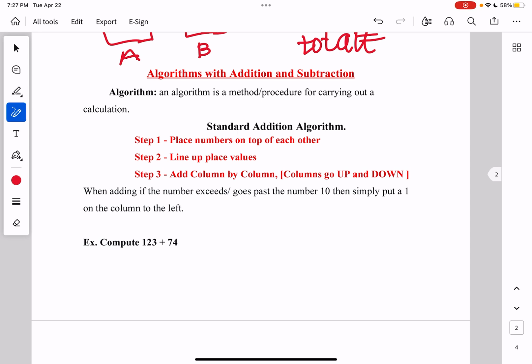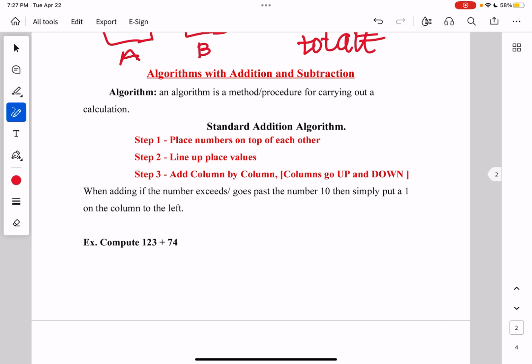So you may be asking yourself, what exactly is an algorithm? An algorithm is a method and procedure for carrying out a calculation. For the standard addition algorithm, we have broken it up into 3 steps. Step 1 is place the numbers on top of each other. Step 2 is line up the place values. And step 3, add column by column.